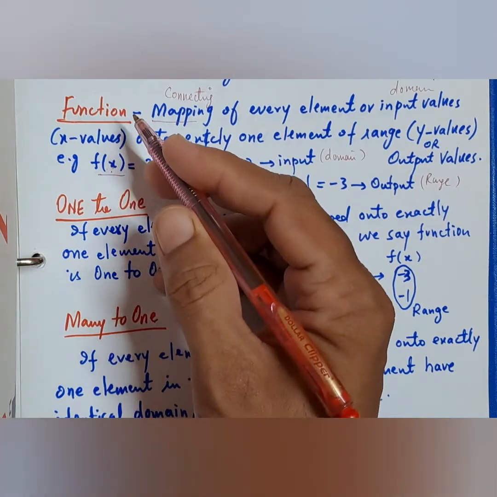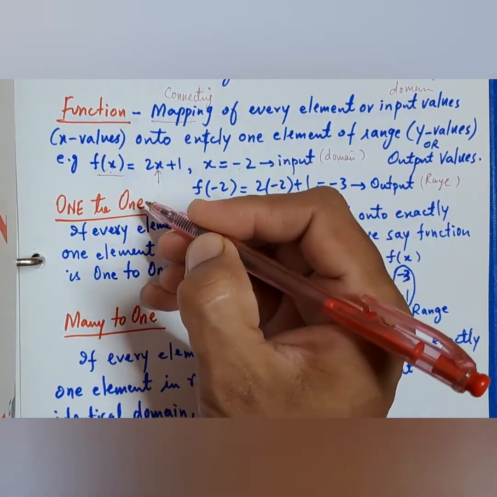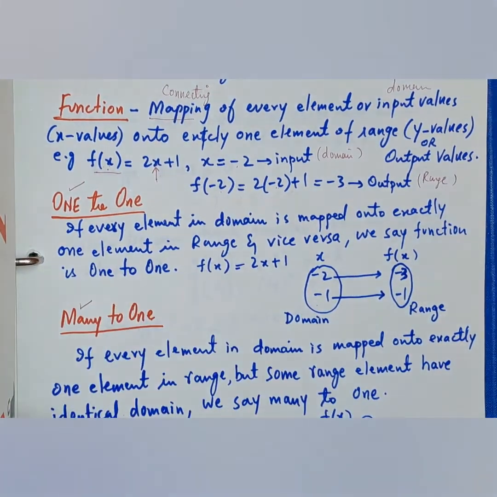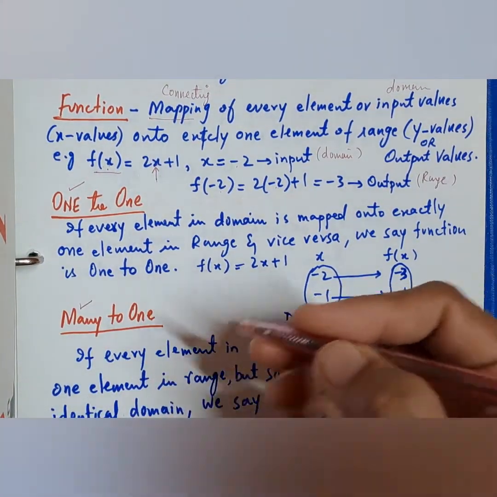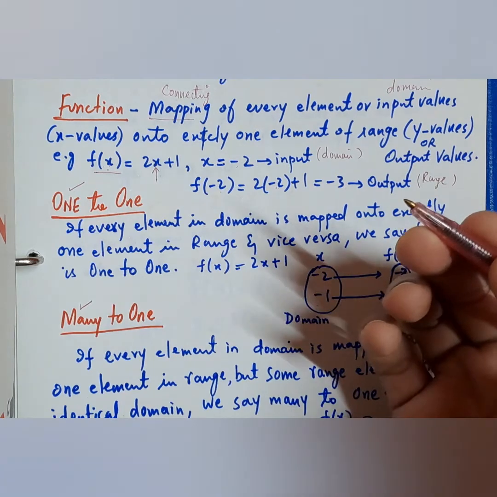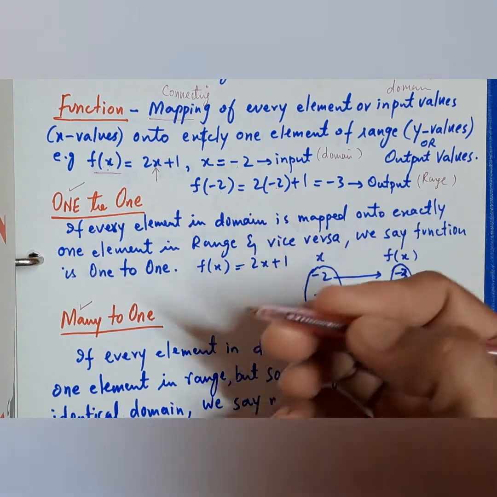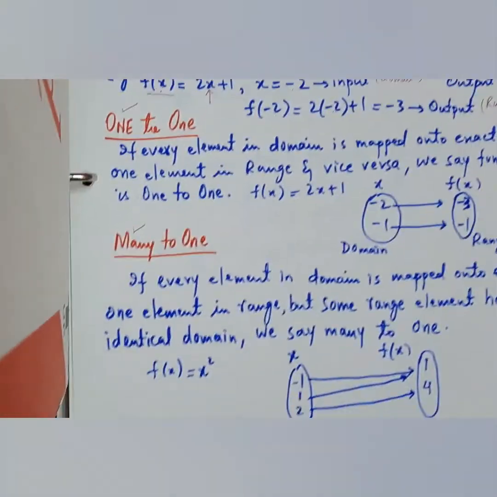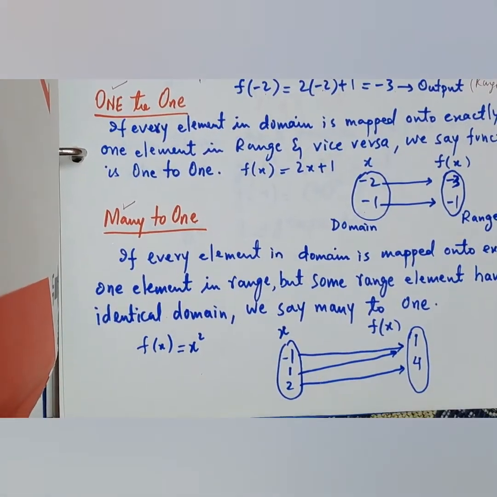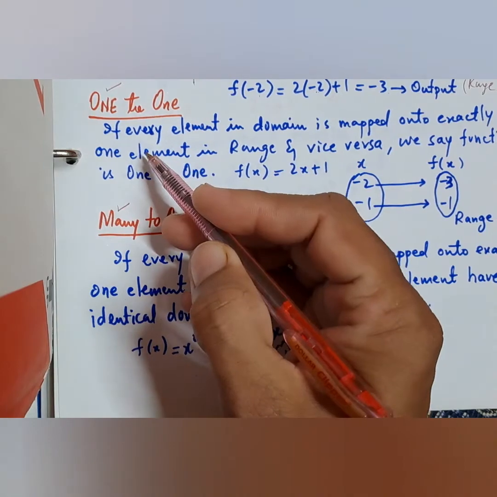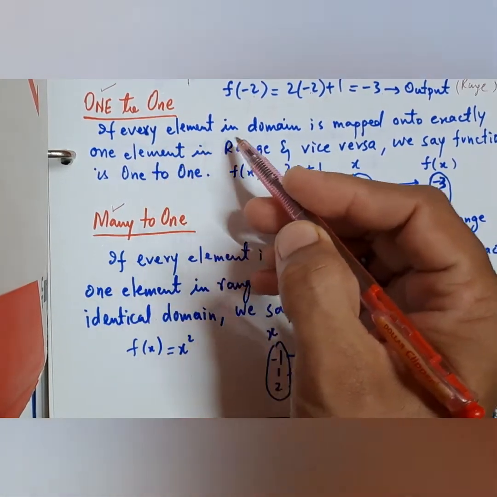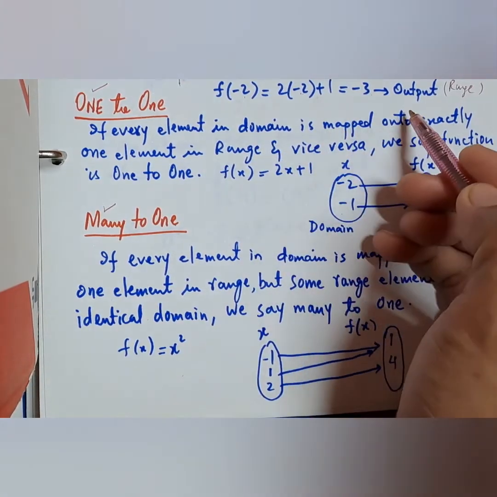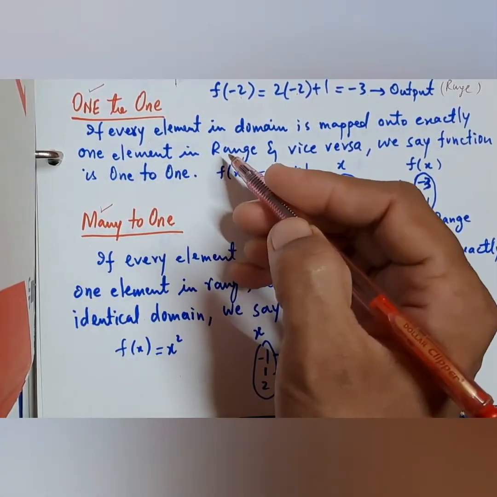Now functions are of some types. The functions we will discuss here are mainly one-to-one and many-to-one. First we will discuss what are functions, and later we will discuss what are not functions. Right now this is one-to-one. One-to-one means for every domain element there is a connection with one element of range.